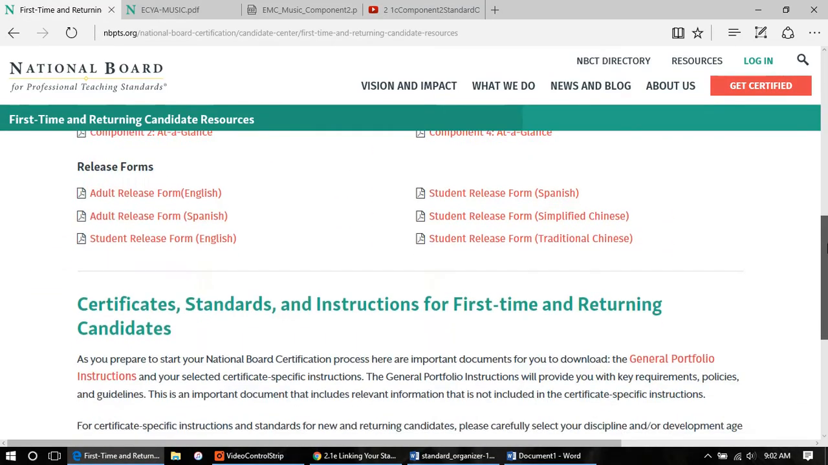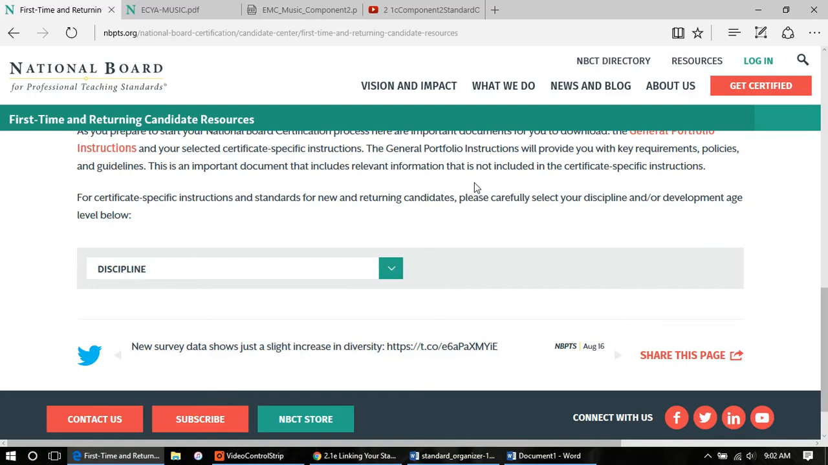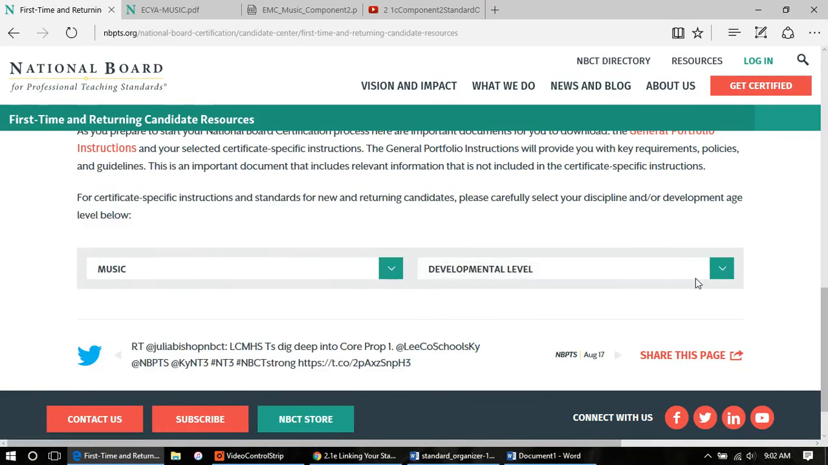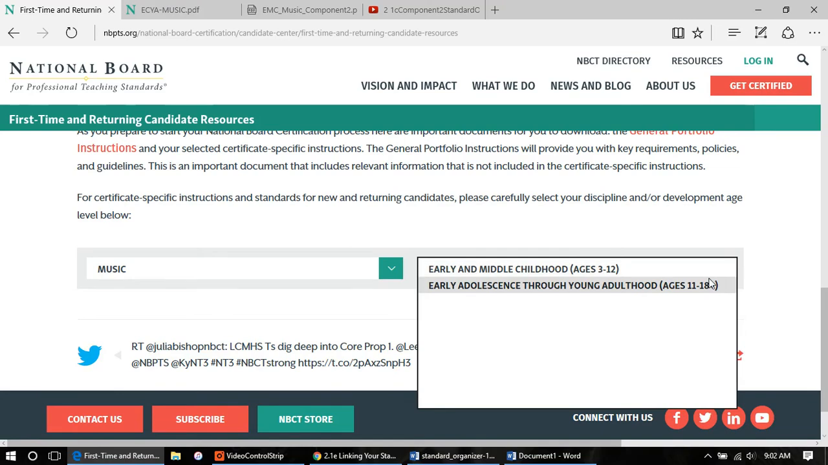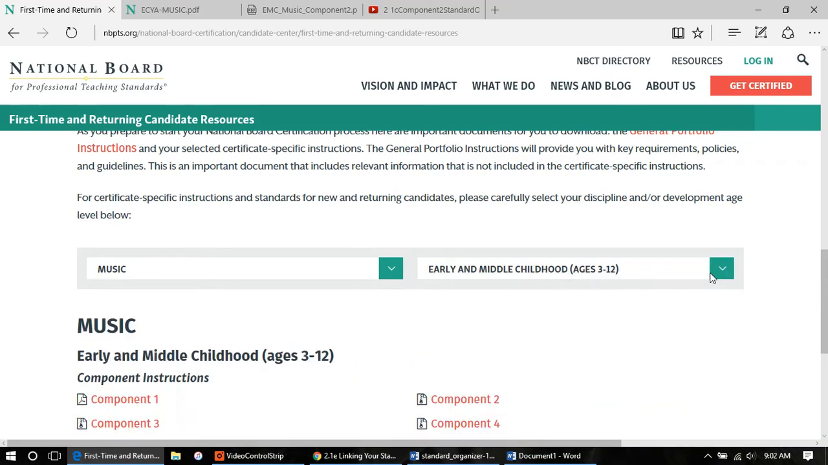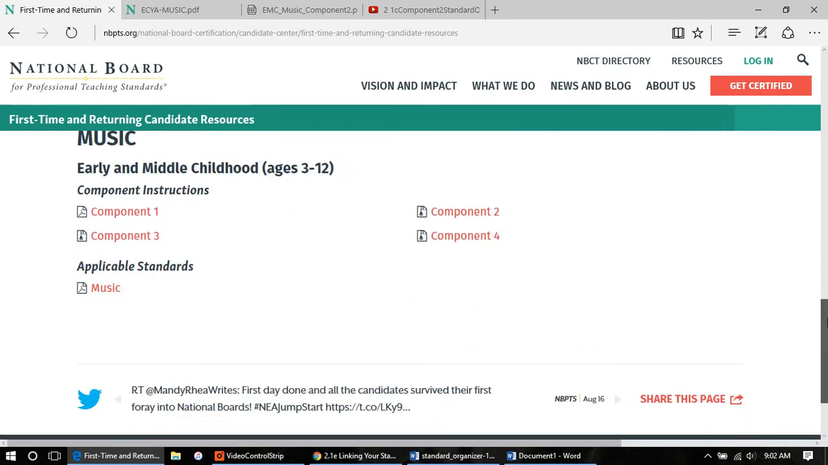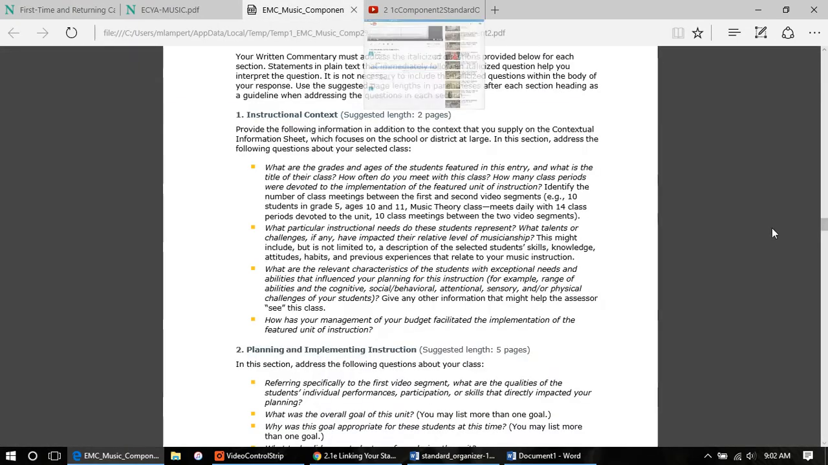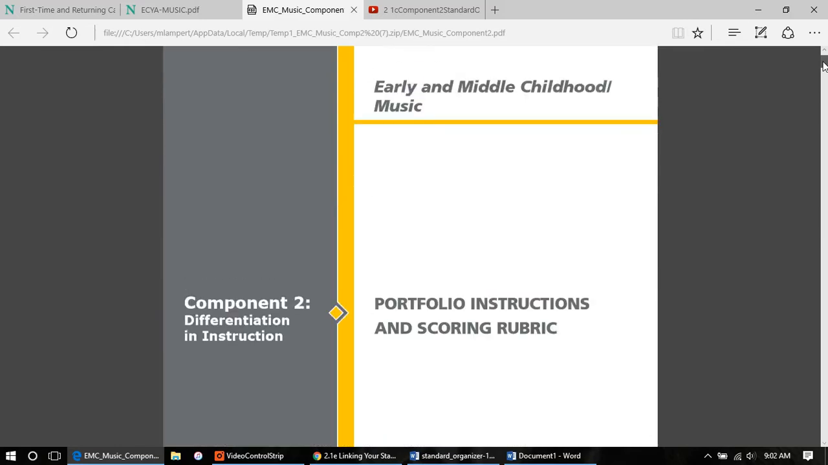If I scroll down to the bottom, I'm going to choose my discipline, and for me that's music. I'm going to choose my developmental level, and for me that's EMC, early and middle childhood. And then I need to open up component 2, which I've done already because my internet is very slow, so you don't need to wait while my internet works on that. Here it is, component 2 instructions.